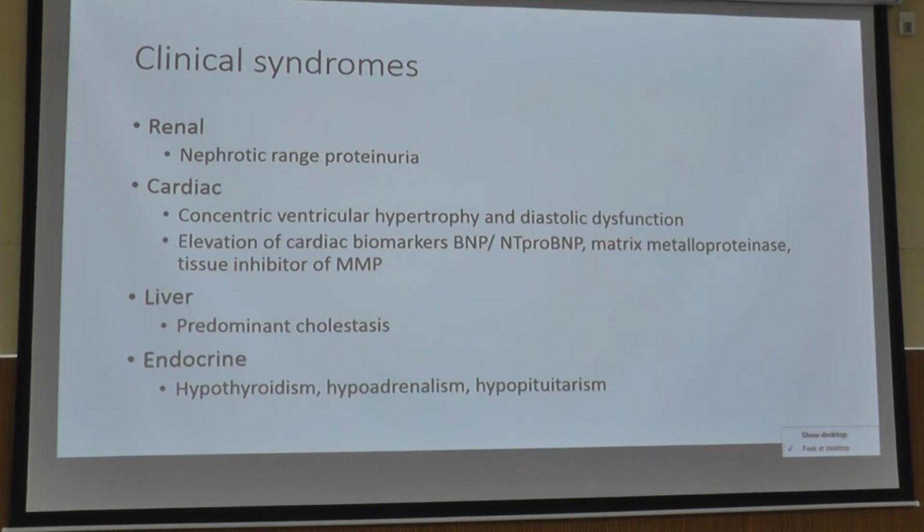Now, what happens in the kidney? Most of the time it's a nephrotic syndrome. The patient will present with volume overload and hypoalbuminemia. That is the generalized picture in the renal environment most of the time. Now, in cardiac patients, you have concentric ventricular hypertrophy, diastolic dysfunction, and elevation of cardiac biomarkers.